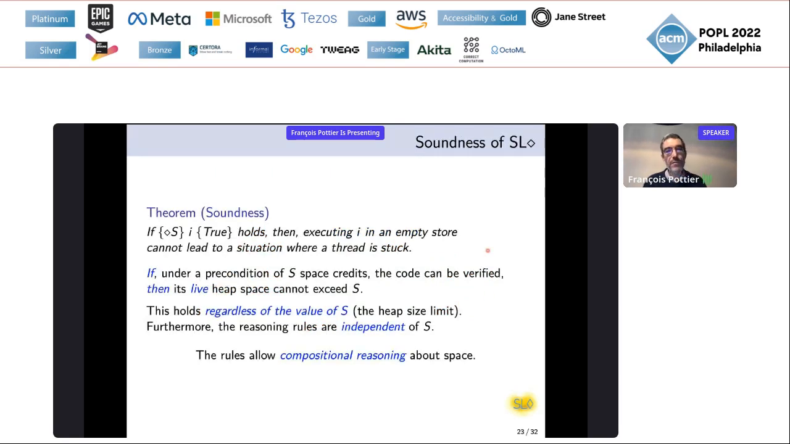The soundness theorem of the logic, which we have proved on top of Iris, says that if you can verify a program under a precondition of capital S space credits, then you know the program will not fail. And considering how we have set up the operational semantics, this means that its live heap space will never exceed S. So in this statement, we have this constant S that appears, but in reality, the reasoning rules are independent of S. So we do have compositional reasoning about space in this logic.